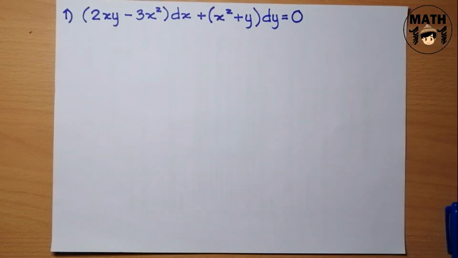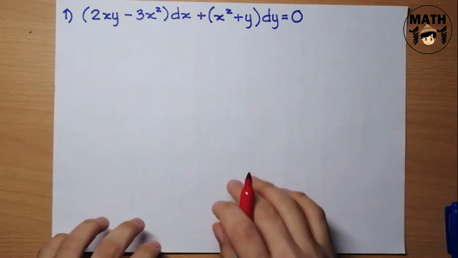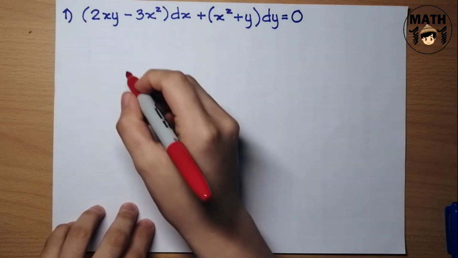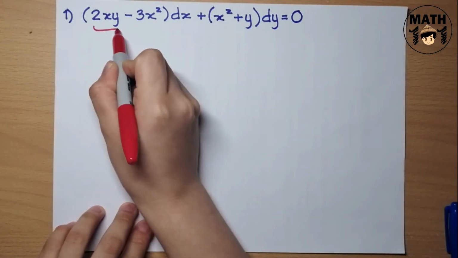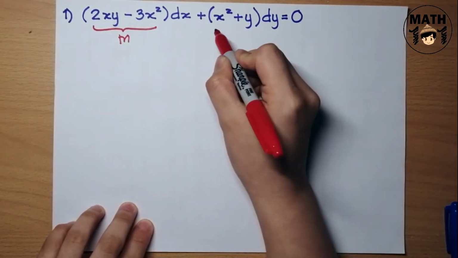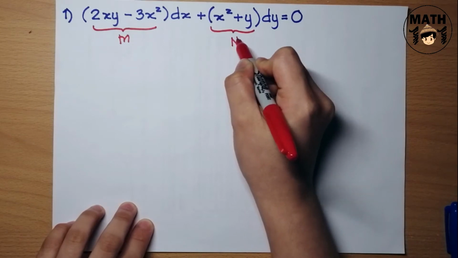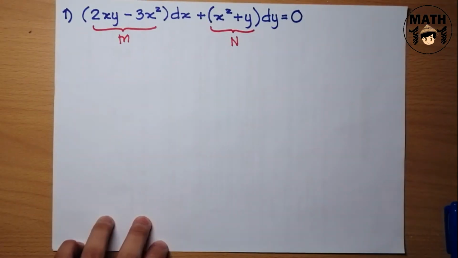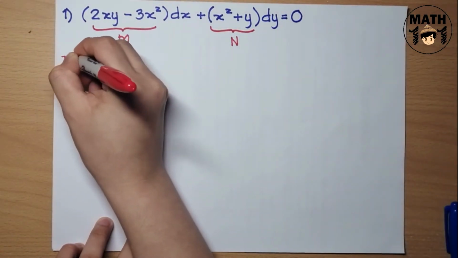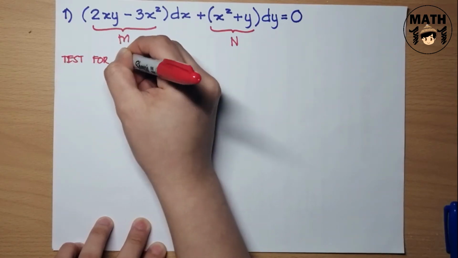Let's consider this differential equation, quantity 2xy minus 3x squared dx plus quantity x squared plus y dy equals 0. As you can see, yung form niya is of the form na m dx plus n dy. So we can set this as m and this as n. First step that we'll do is to check if this equation is exact. To check that, we'll use the condition for exactness.